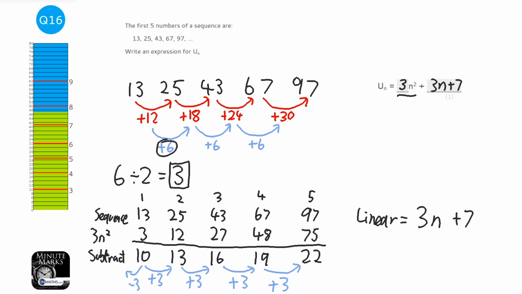So the first thing you need to do is find out what the quadratic sequence is, the quadratic bit of it, the squared bit. Then you've got to find out what the linear bit of it is, and then just add them together.